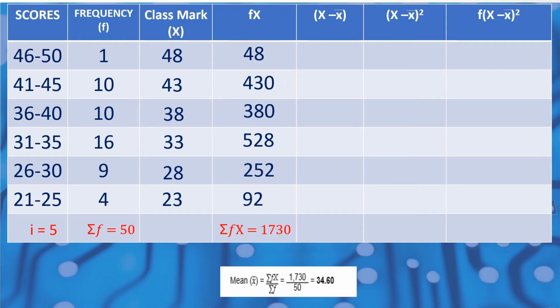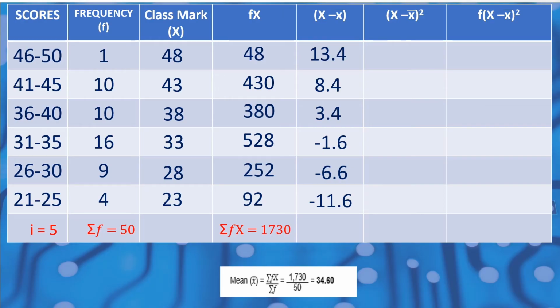Next, let's get the difference of the class mark and the class mean. Subtract 34.60 from 48. You will get 13.4. 43 minus 34.60 is 8.4. 38 minus 34.60 is equal to 3.4. 33 minus 34.6 is negative 1.6. The class mark is now smaller, so it became negative. 28 minus 34.60 is negative 6.6. 23 minus 34.6 is negative 11.6.